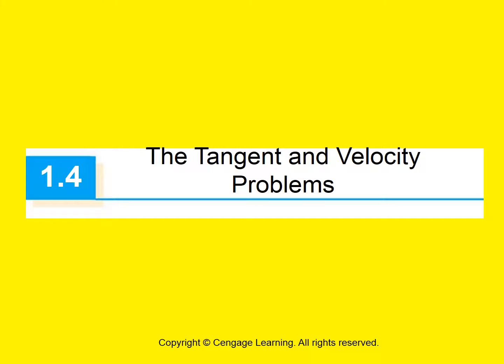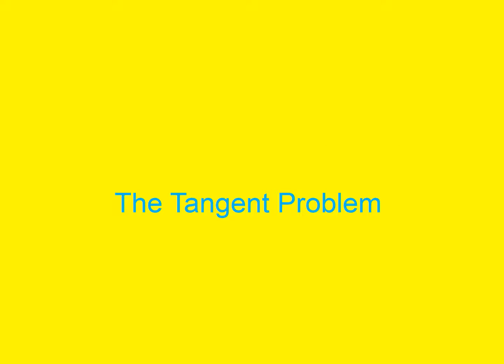Point 4, the tangent and velocity problems. Objective 1, the tangent problem. The student will understand the tangent problem and what it means with respect to the slope of the tangent line.